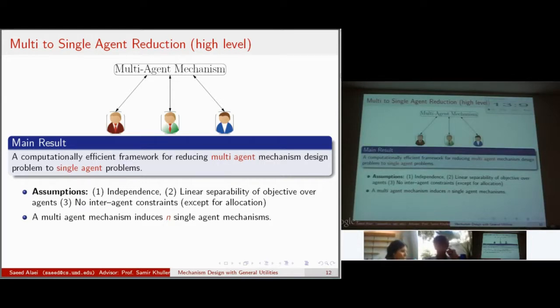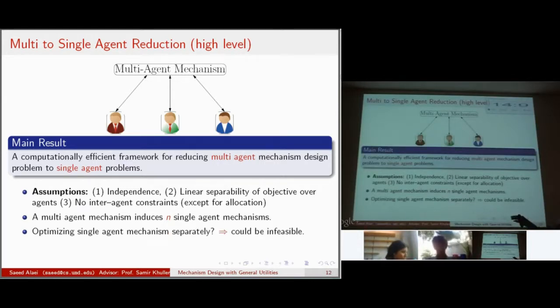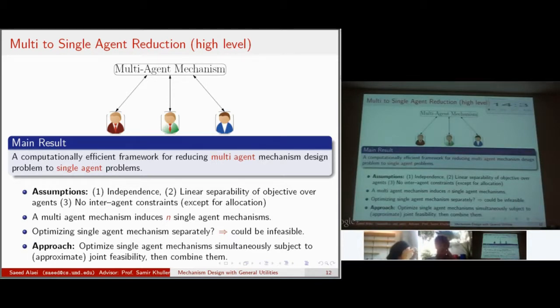So the idea is to optimize over single-agent mechanisms for each agent and then combine them back into a multi-agent mechanism. But this would lead to an infeasible mechanism if we just do it naively, because the allocation constraints couple the allocations for these single agents. So we can't just do it that way. The approach that we use is to optimize the single-agent mechanisms simultaneously subject to a relaxation of the joint feasibility constraint, and then we combine them back.